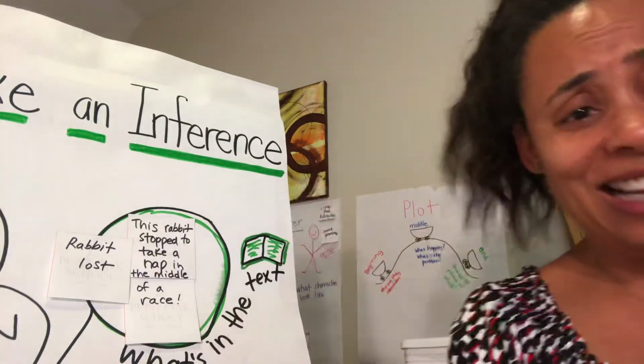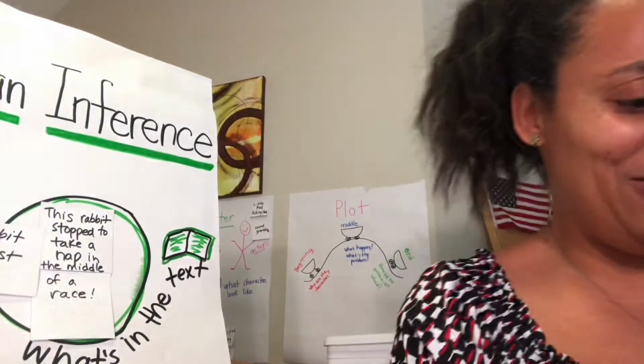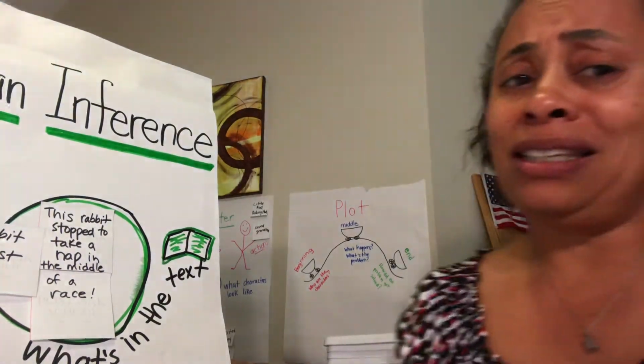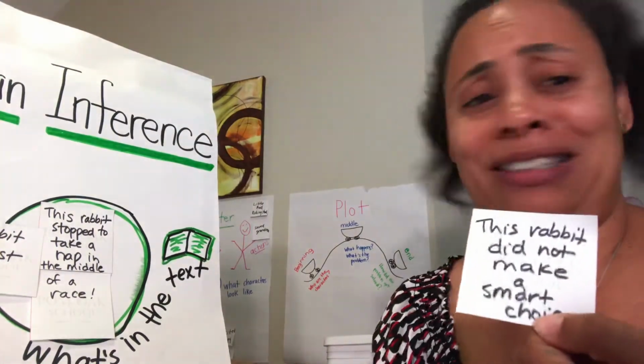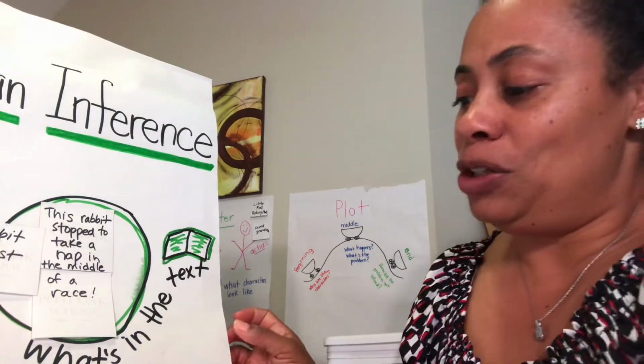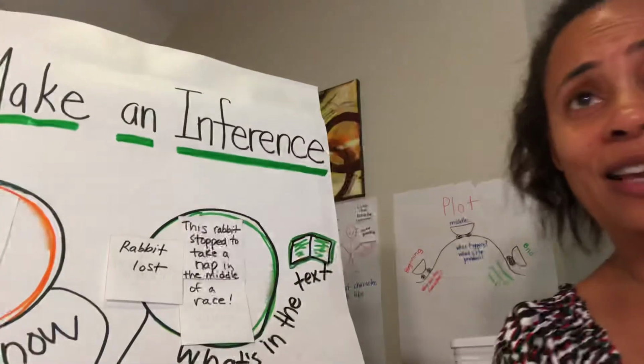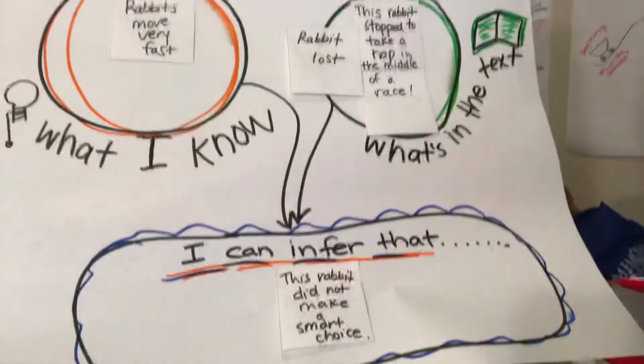Exactly. Just like the stepmom in Hansel and Gretel, this rabbit did not make a smart choice. He wasn't uncaring, but he was just not very smart. So the choice he made probably caused him to lose that race. Would you think? Yes. So now, boys and girls, you know how to make an inference.